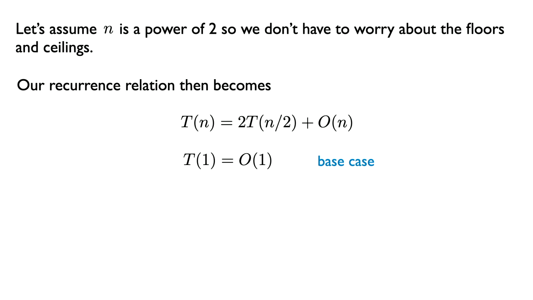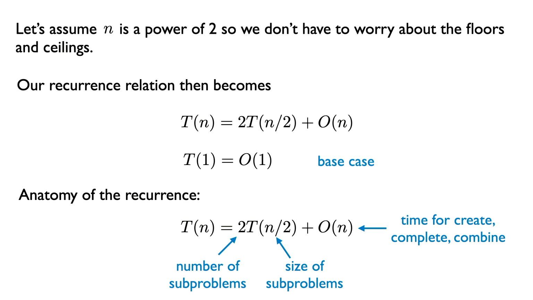All right, so this is a very typical looking recurrence relation. Let's go through the anatomy of this recurrence relation. The first 2 on the right side of the equation is the number of subproblems. In our case, we have 2 subproblems, the first half and the second half. The argument to T on the right side, n over 2, is the size of the subproblems. Each of our subproblems is of size n over 2. And the extra term, the order n term, is the time for the divide and combine step. In our case, that's order n. This is a very common structure of a recurrence for a divide and conquer problem.